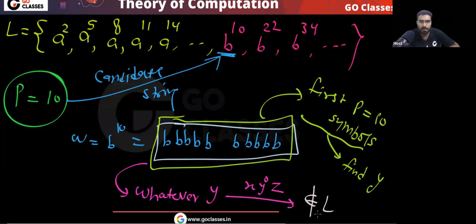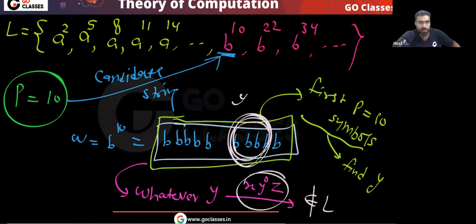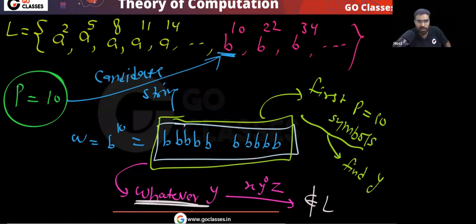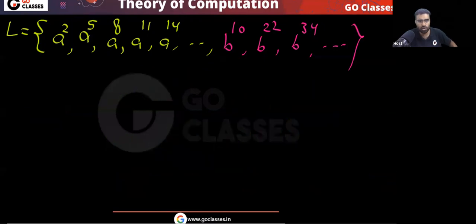Agree? For example, if I take y equal to 4b, and I repeat it 0 times, what will be the resulting string? The resulting string will be b power 6. B power 6 does not belong to the language. So remember, whatever y I take, if I repeat 0 times, the result will not belong to the language.